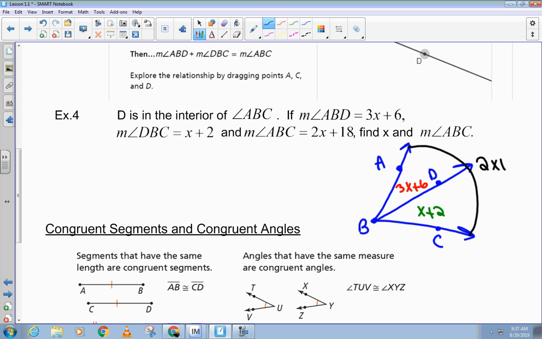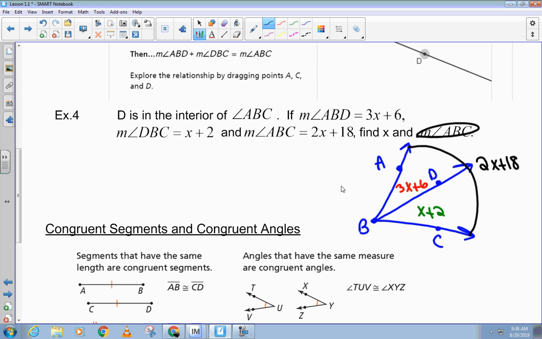Now, I will tell you, I did change the numbers from your sheet. Sorry about that. I made this a plus, it was a minus, and I added a 1 right here. It didn't work out right earlier, so I had to fix it. So this piece is 3x plus 6. This part is x plus 2. The whole thing is 2x plus 18. And I am trying to find the measure of the whole angle ABC. You might want to circle what it is you're trying to find so that you don't make a mistake.